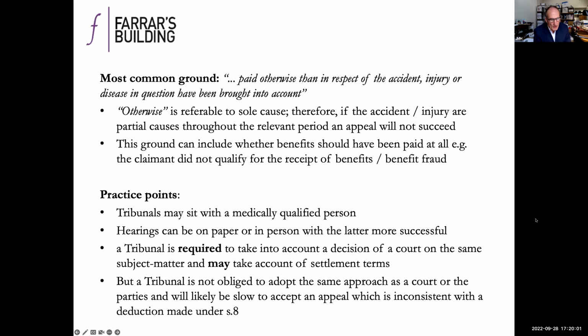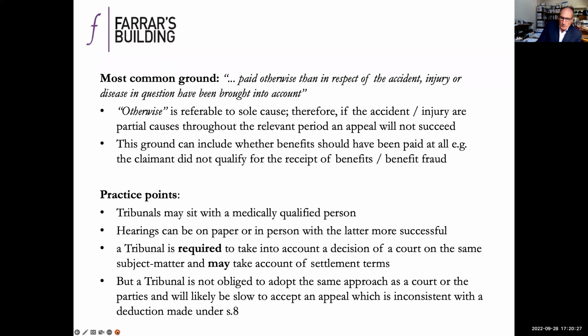And this ground can also include whether benefits should have been paid at all, i.e. the claimant did not qualify for the receipt of benefits, and this would be, for example, in circumstances with health benefit fraud. What about practice points? Tribunals may sit with a medically qualified person. When medical causation is an issue, that clearly is going to be to the benefit of the other parties.